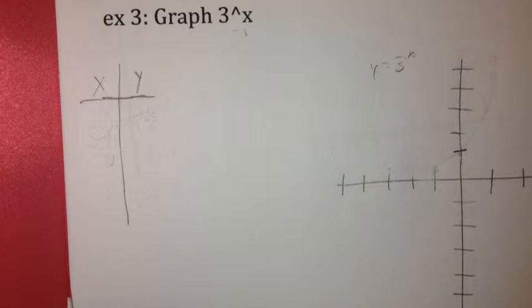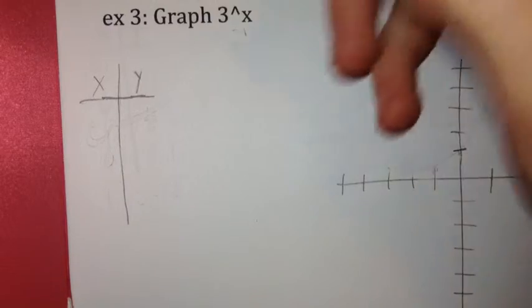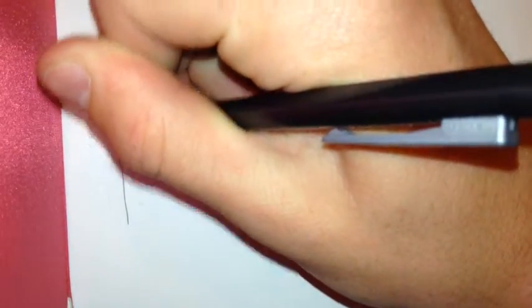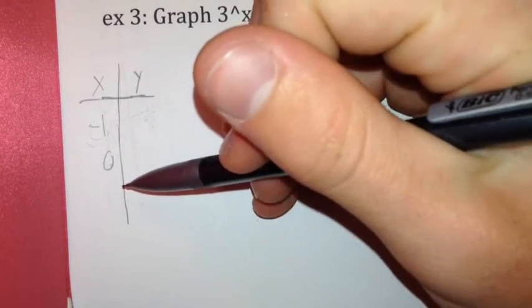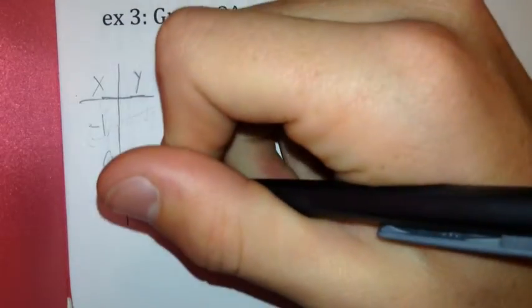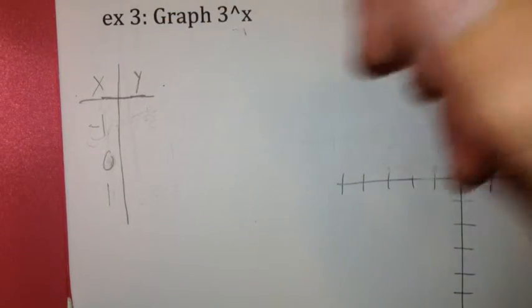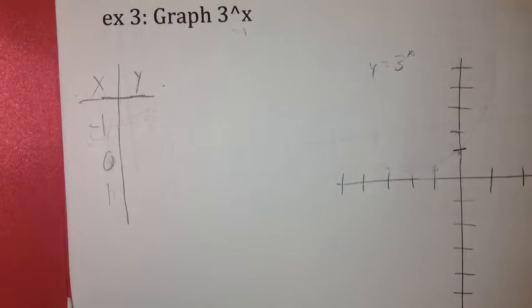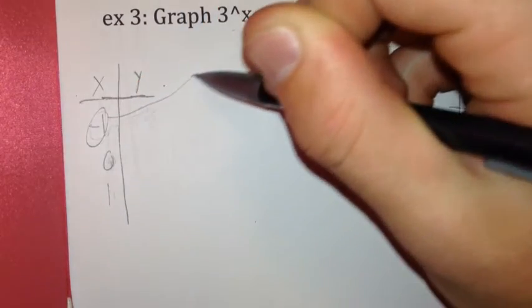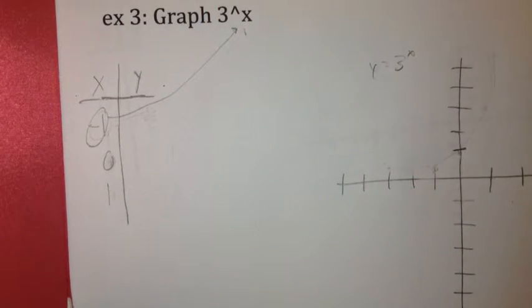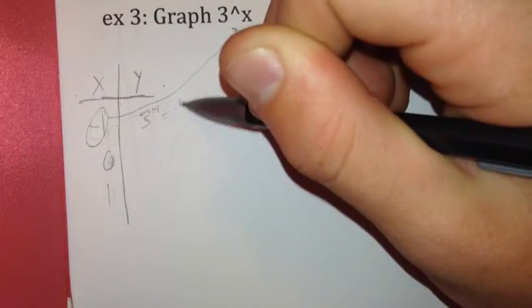Okay, now we're on example 3. Example 3 says graph 3 to the x. So first we need our x coordinates, which could be really anything, but to make it easier on ourselves, we'll do -1, 0, and 1. So now you use the x coordinate and you plug it in to where x is. So in this case it would be 3 to the -1, which equals 1 over 3.